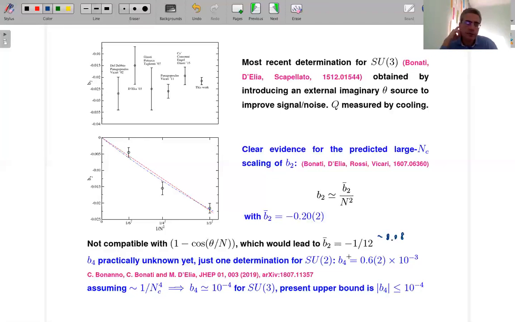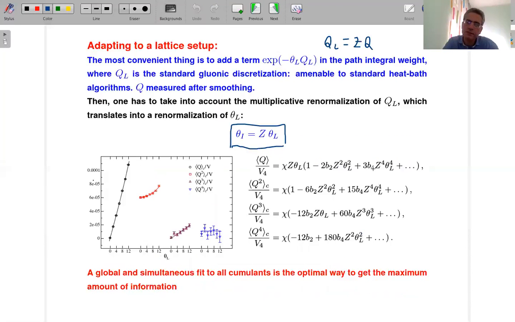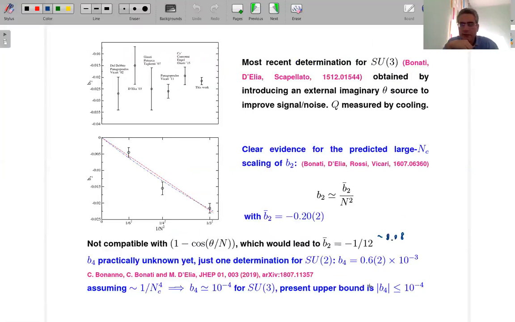Now, a few words about b4. When we try to fit the value of b4 from these fits, we always get something which is compatible with 0. That means that we are not actually able to determine this b4. The present bound is that b4 is less than, sorry, there is an error here, 4 times 10 to the minus 4. Now, the only determination that we were able to obtain was for SU(2), for 2 colors. And here we got a determination of b4 after continuum extrapolation with a 30% error, which is this 0.6 with an error of 2 times 10 to the minus 3.